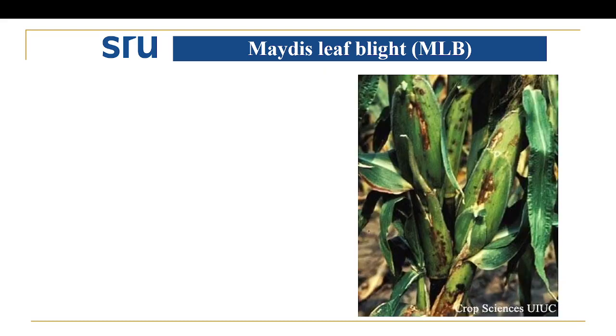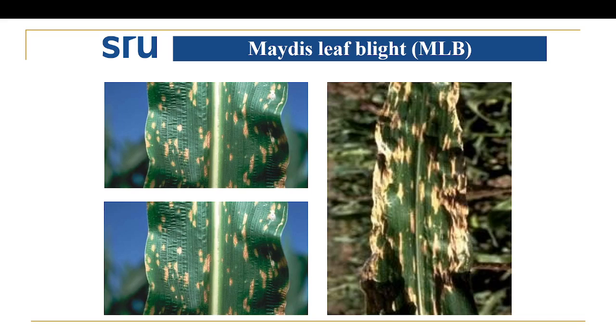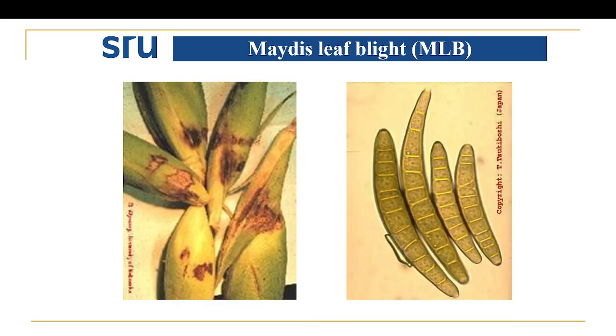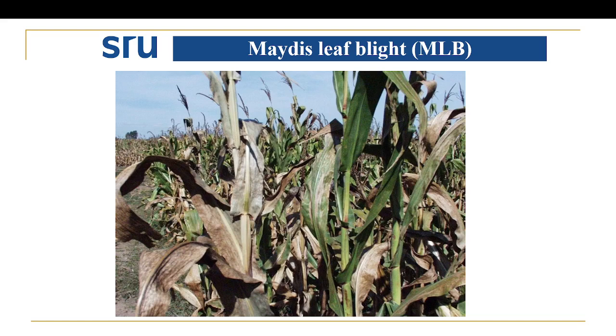So these are the different pictures. Infection may also be seen on the leaf sheath and also the cob. So we can see the clear-cut diamond shaped spots appearing on the leaves. Later on it will give a complete burnt or blighted appearance. So this is the spore produced by Cochliobolus. This is a severely infected field with Maydis leaf blight.